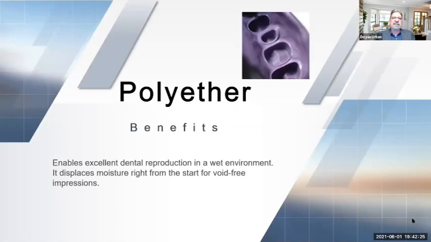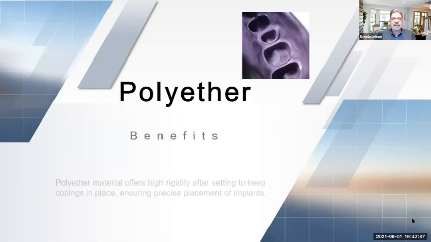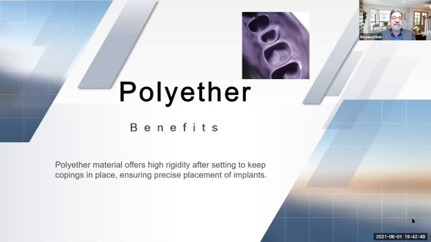So what about polyether? Well, that's another alternative to PVS and enables an excellent dental reproduction in a wet environment. And it also displaces moisture right from the start for a void-free impression. So you see a lot of the Impregum or that type of impressions being utilized on the market today. So polyether is also a very, very popular material. One of the benefits is polyether material offers high rigidity after setting to keep copings in place, also ensuring the precise placement of implants.